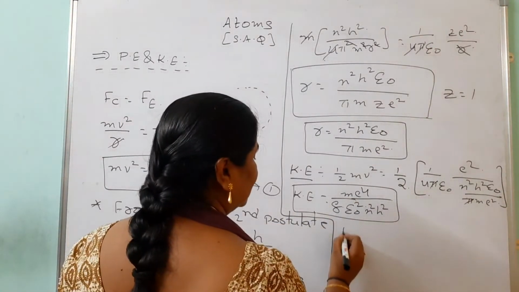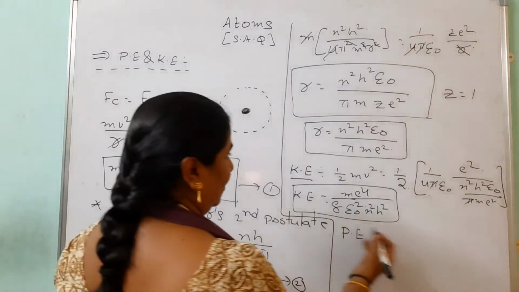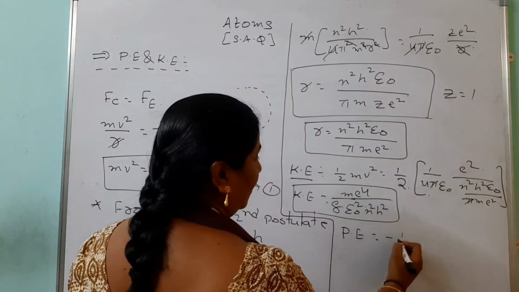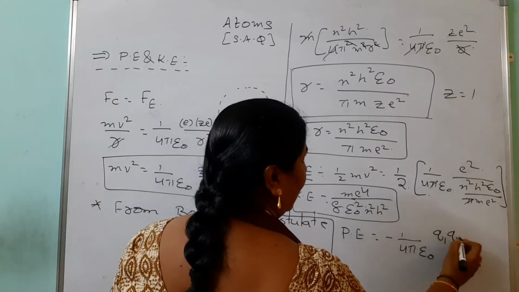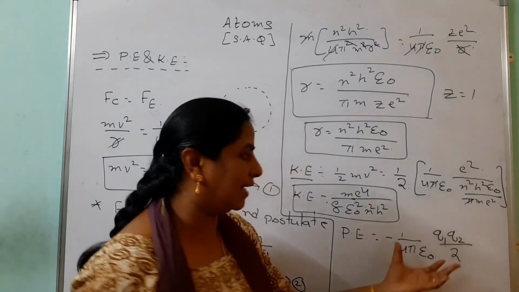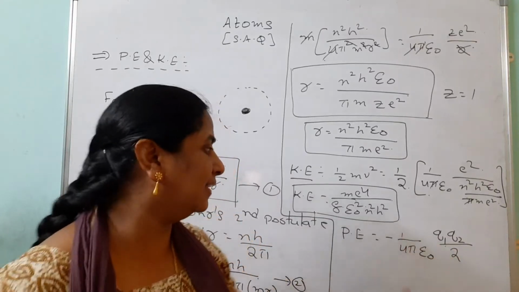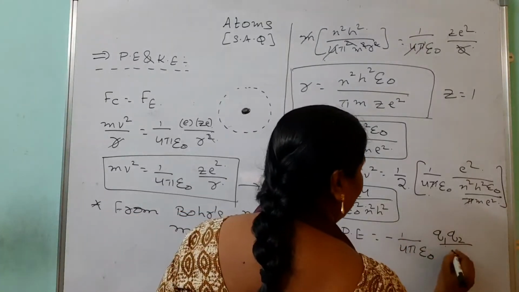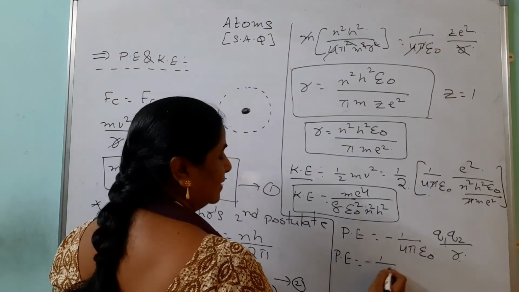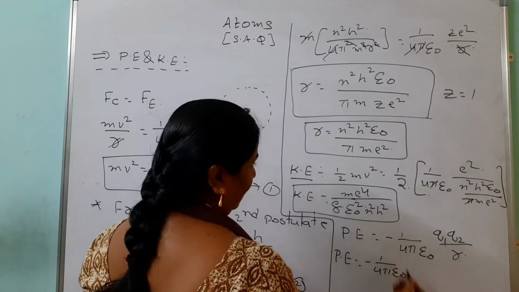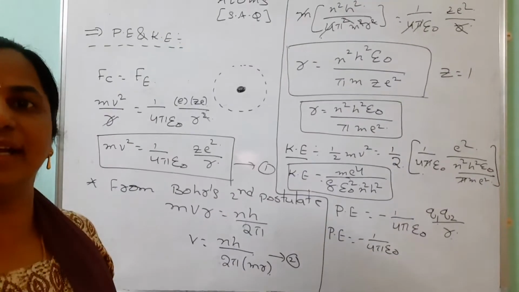Like that, how to derive the expression for potential energy? The potential energy formula, you know, is 1 by 4 pi epsilon naught Q1 Q2 by R. Q1 is the charge of the electron, Q2 is the charge of the nucleus, and the remaining are constants. R is the radius of the nth orbit. So potential energy equals minus 1 by 4 pi epsilon naught. Why are we taking minus? It is representing the attractive force.